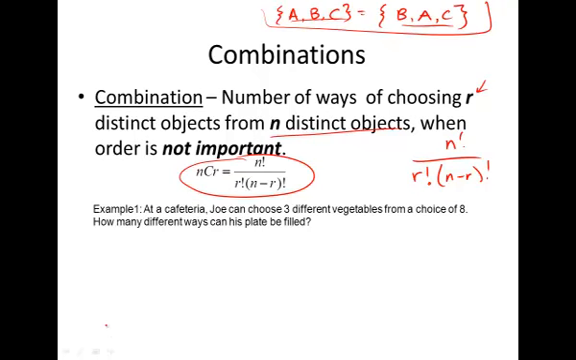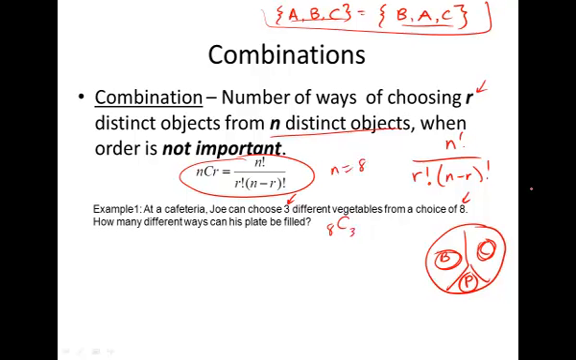All right, so at a cafeteria, Joe can pick 3 different vegetables from a choice of 8. Again, order doesn't matter because those 3 vegetables on the plate, let's say broccoli, carrots, and peas, are the same if he puts broccoli first and then peas and then carrots, as putting the carrots and then the peas and then the broccoli. So the order is irrelevant. So we would say 8C3. In this case, n is 8, r is 3.